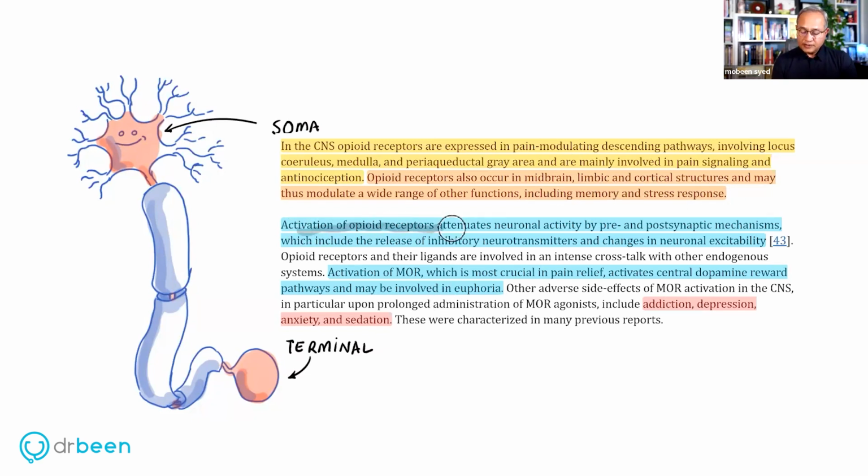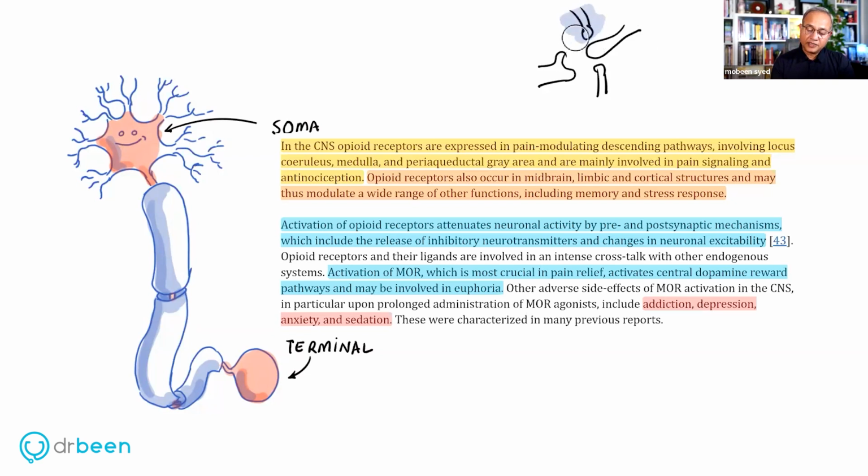Activation of opioid receptor attenuates neuronal activity by pre- and post-synaptic mechanisms, which include the release of inhibitory neurotransmitter and change in neuronal excitability. So we look at the receptor behavior, but I would continue to make this little structure here. First order neuron, this is the terminal of it. Second order neuron, presynaptic terminal. This is presynaptic, this is postsynaptic. Then here is the higher center. Here is the internuncial neuron. This structure has lots of opioid receptors and releasers.